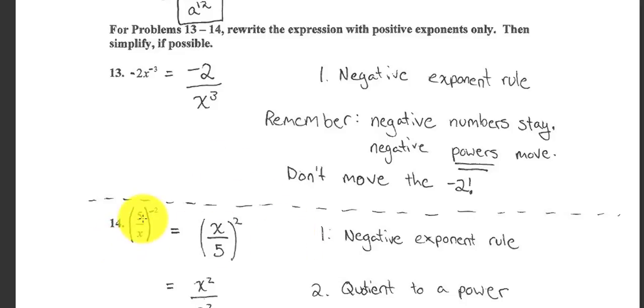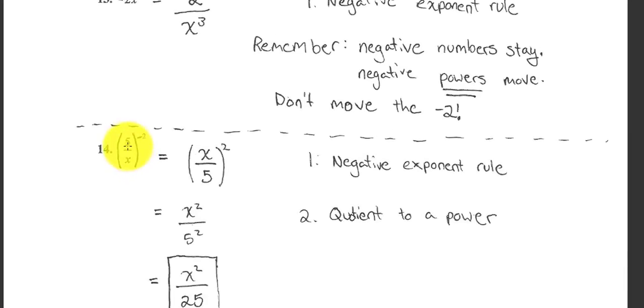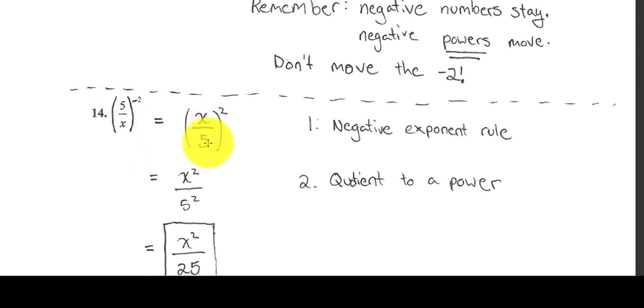14. All right, so now we have 5 over x raised to the negative 2. Remember, we can take the reciprocal of our base. 5 over x becomes x over 5. Make the exponent positive, and then distribute the 2. All right, so this is x squared, 5 squared, which is 25. And I think we're done.